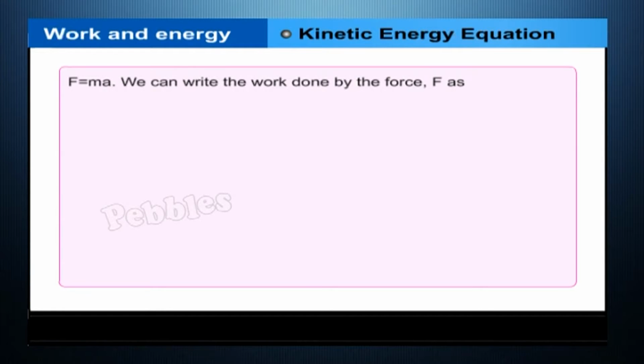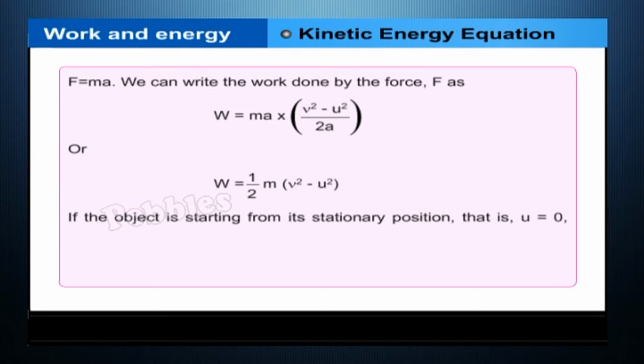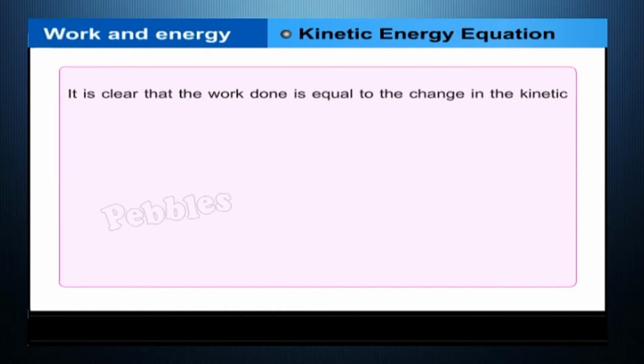We can write the work done by the force F as W = ma × (v² − u²)/2a, or W = ½m(v² − u²). If the object is starting from its stationary position, that is, u = 0, then W = ½mv². It is clear that the work done is equal to the change in the kinetic energy of an object.